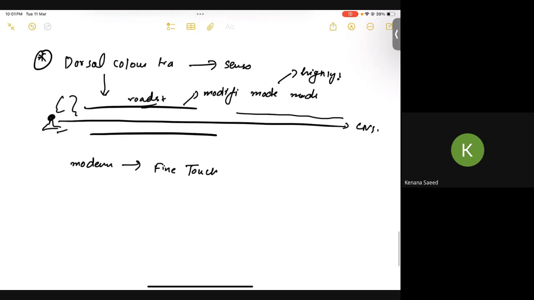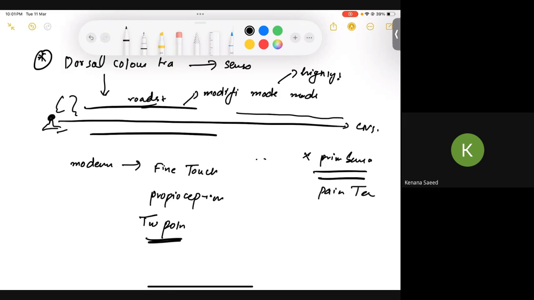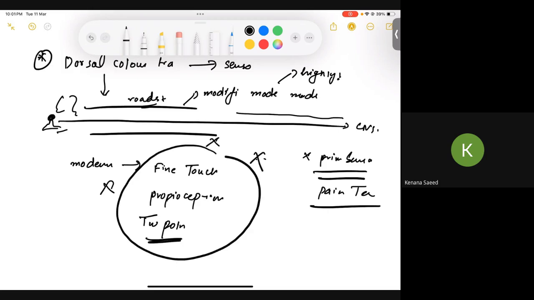You have your specialized sensation, proprioception. That's a modern sensation. Two-point discrimination: how to discriminate between two points. Why am I calling it a modern sensation? Because back in your primitive life, once our ancestors were cavemen, they had primitive sensations. The primitive sensations are pain and temperature, because you need them to survive. But if you still do not have these other sensations, you can still survive.